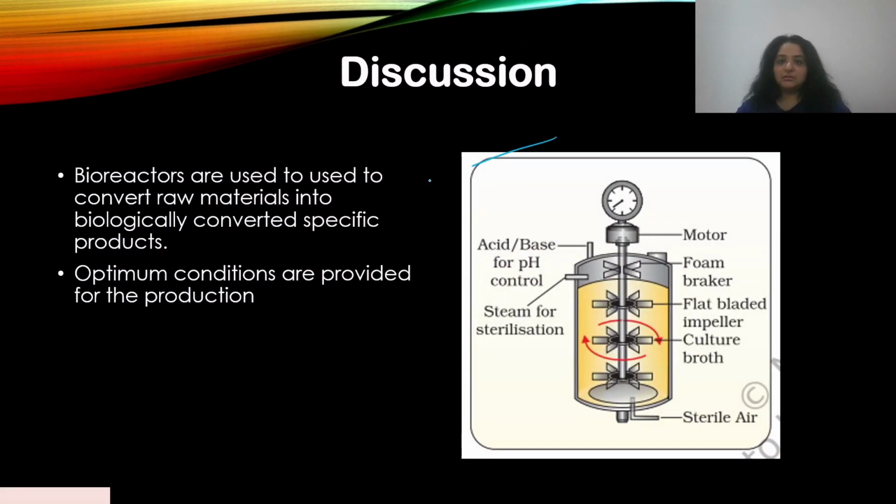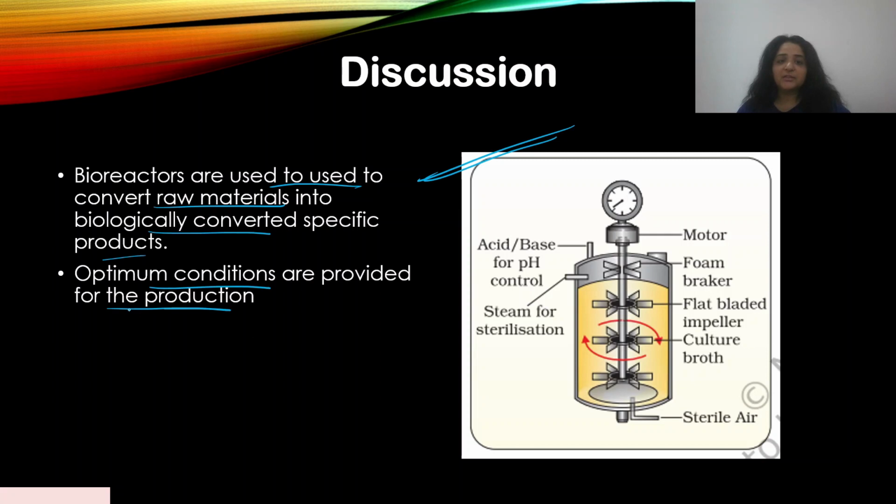So this is what a typical bioreactor looks like. They are used to convert raw materials into biologically converted specific products. Till now we have studied how an rDNA is produced and how it is formed. Once you have that rDNA, you want it to express the protein, right? So you need the culture medium, an optimum pH and optimum temperature need to be maintained, and the raw materials need to be provided. Only then will the DNA be able to express that protein. So the bioreactor does that job. That is the whole point of a bioreactor.